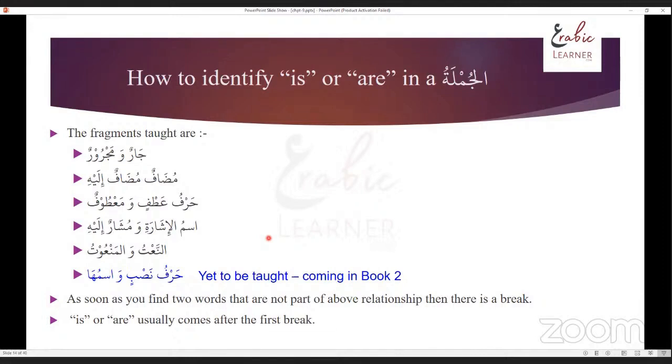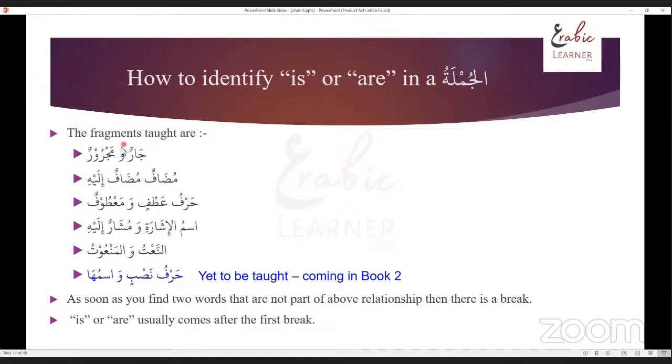But since it is only 2 words, it doesn't have any of these fragments, any of this murakkab. Any of these fragments is not there in Hadha kitabun. So both of them are not part of any relationship. Hadha is not part of any relationship.